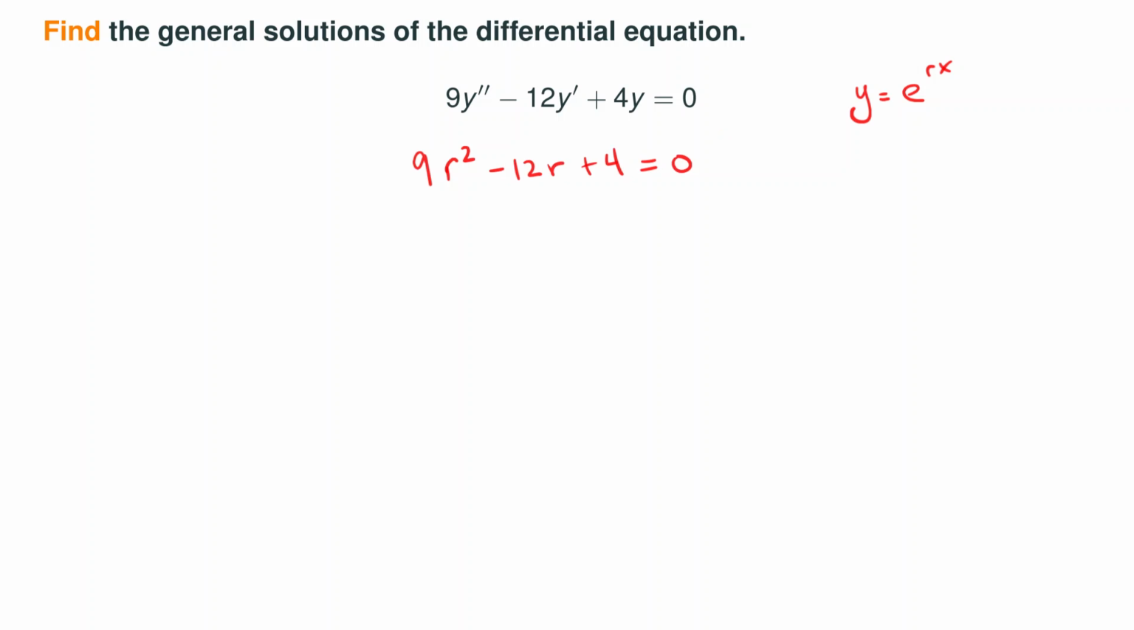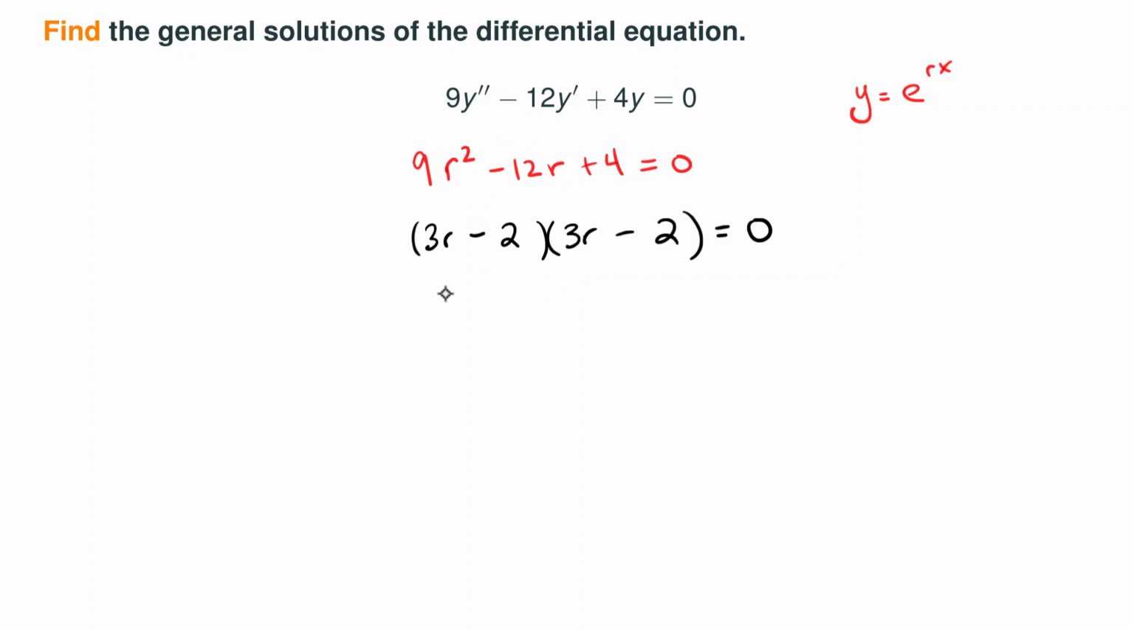Let's think about factoring this. We need something that multiplies to give us positive 4. We can see the middle is negative, so we know we're dealing with two negative terms. Let's try 2 and 2. Similarly, let's try 3r and 3r. That will give us our 9r squared, so let's verify: 9r squared minus 6r minus 6r, those do combine to give us our negative 12r, plus 4. So this is our solution.